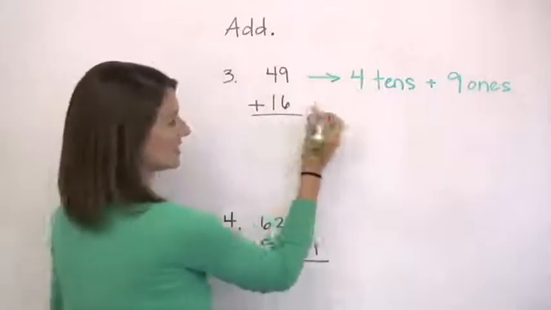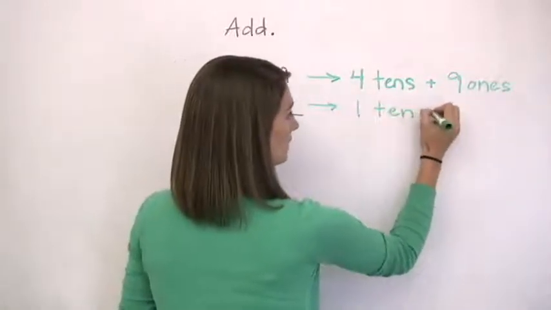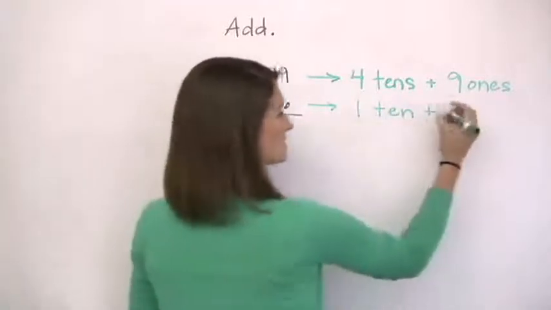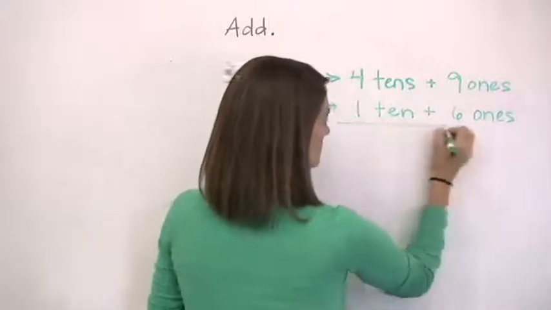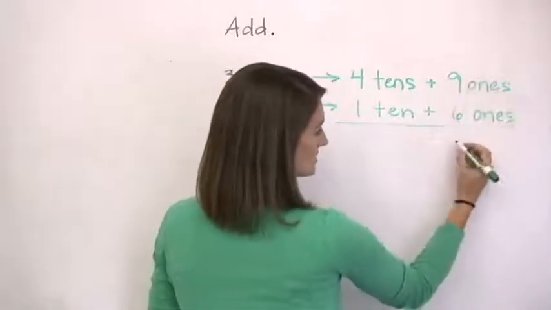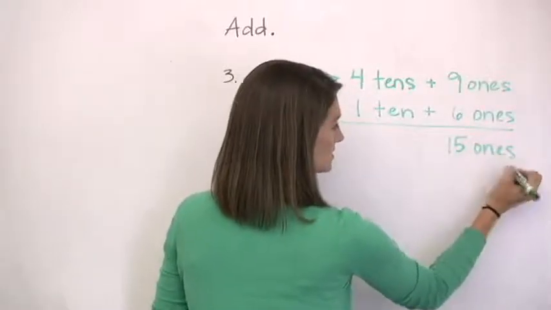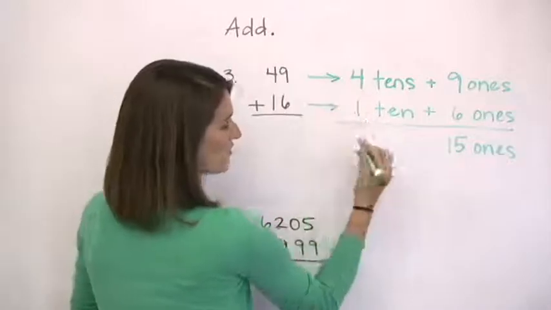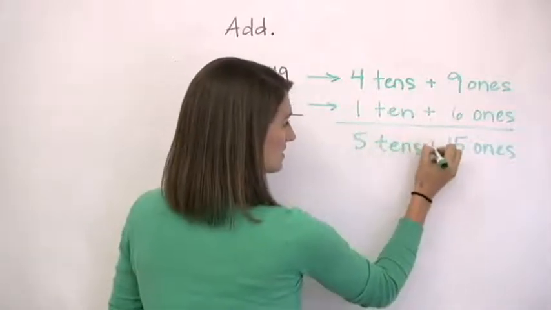Now 16 is the same as writing 1 ten plus 6 ones. And let's do our addition with these numbers here. So 9 plus 6 is 15. That gives us 15 ones. And 4 plus 1 is 5, which gives us 5 tens.